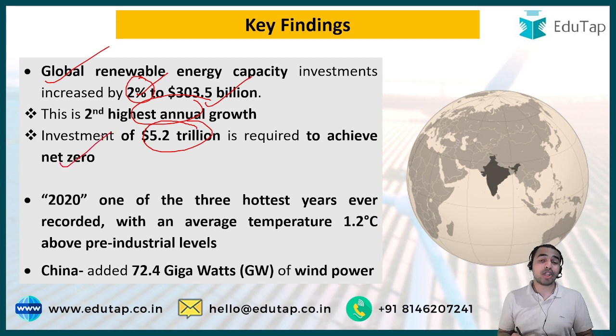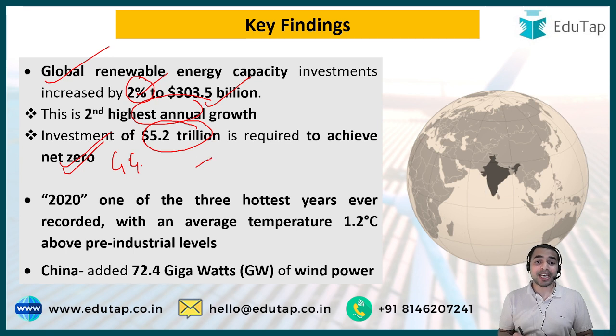Now the question arises: what exactly is net zero emissions? It refers to a balance between the amount of greenhouse gases produced and the amount of greenhouse gases removed from the atmosphere. The balance between these two components is called net zero emission.